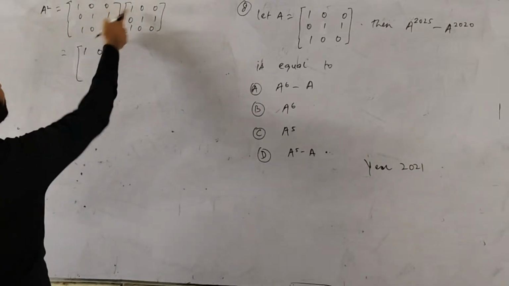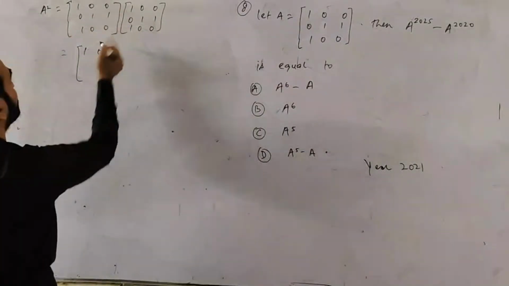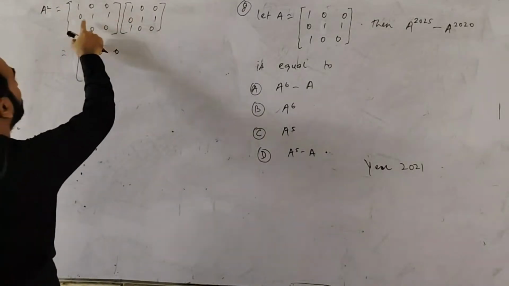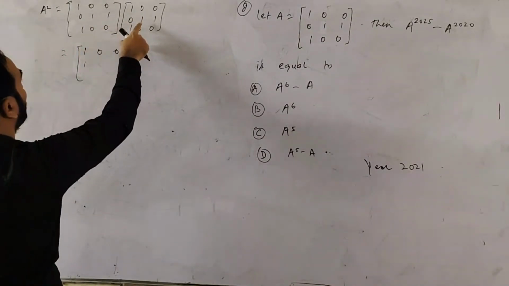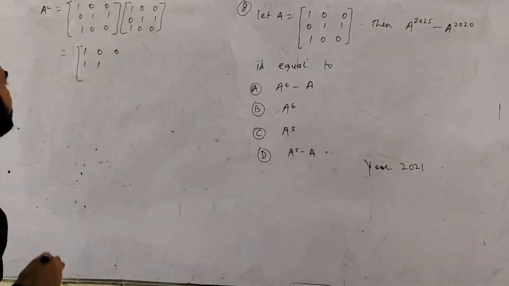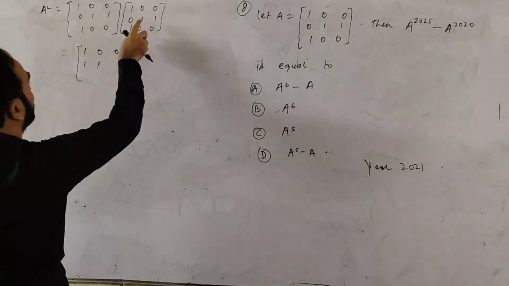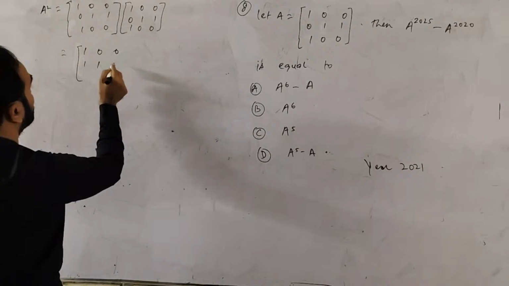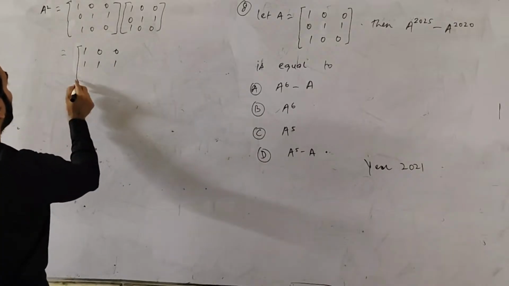Second row, first column. This will be 0. This will be 0 and this will be 1. So here it is changing. 1. Second row, second column. 0, 1 and this is 0. So here it is 1. Second row, second column. This will be 0, 1 and 0. So here it is also 1.